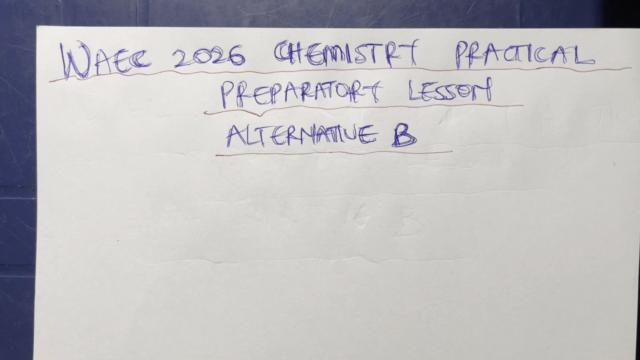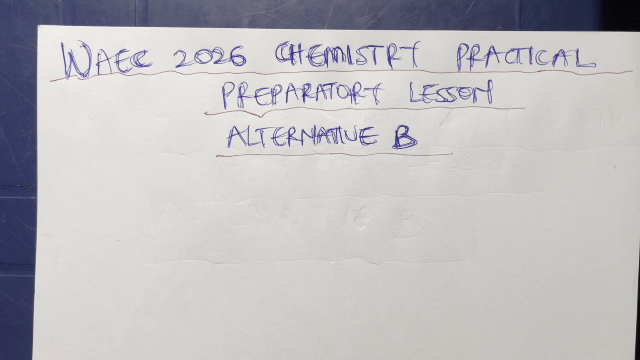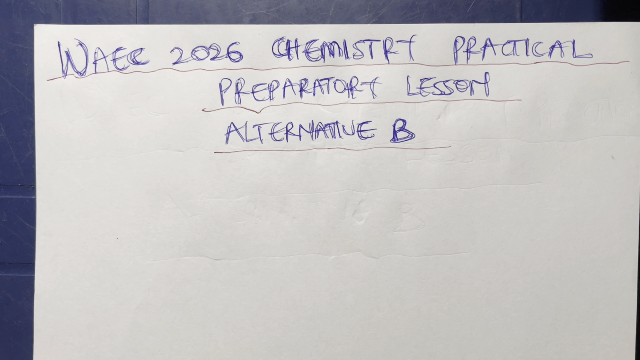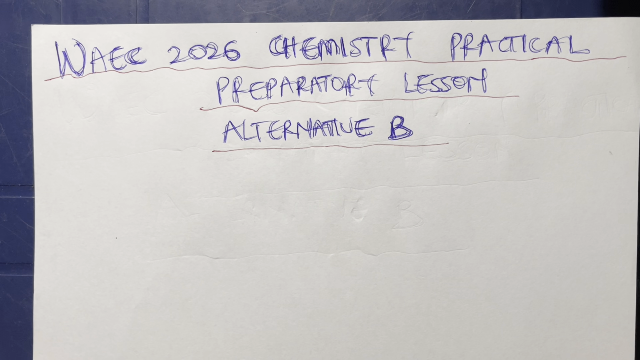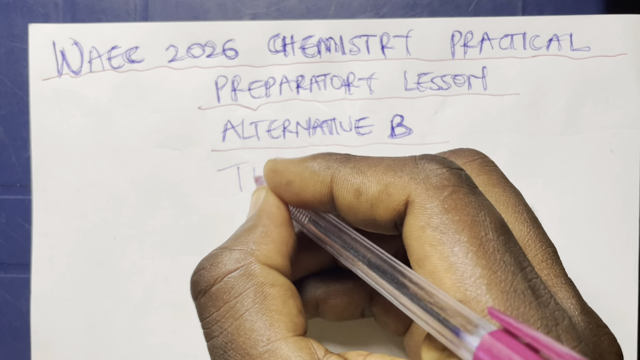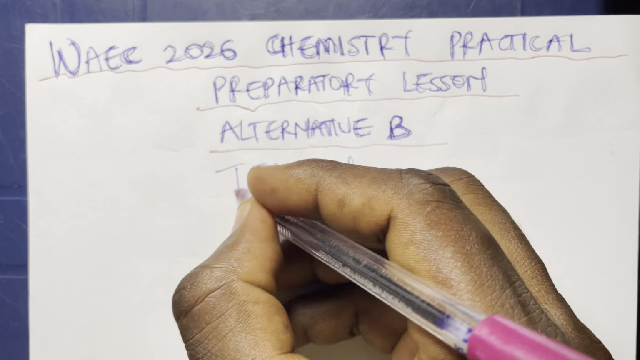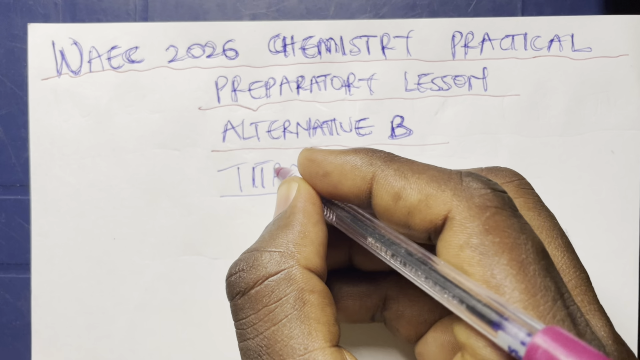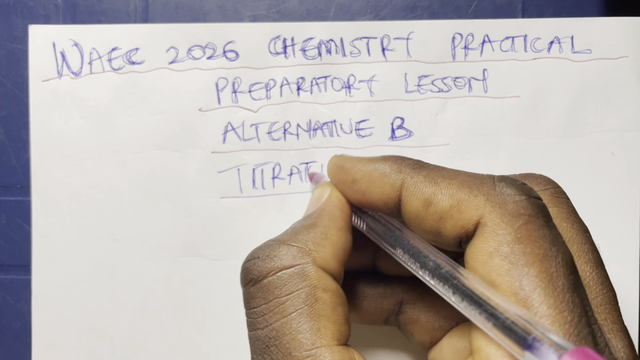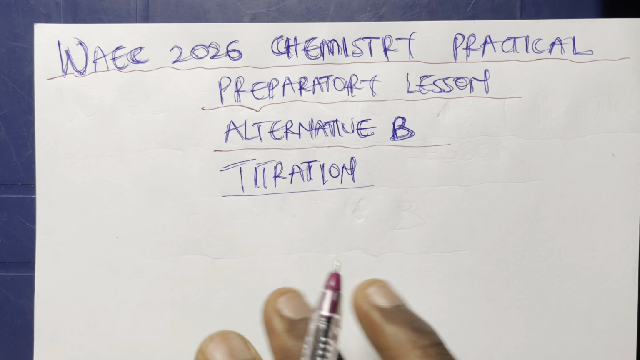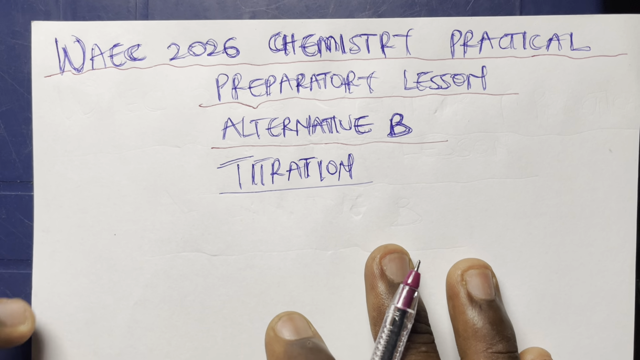For students preparing to write WAEC chemistry practical, this is a preparatory lesson for alternative B students particularly. Remember that in alternative B, in the titration aspect, you are titrating redox. So we are doing a redox titration instead of the normal titration that the alternative A candidates did, which is acid and base. So what are you going to titrate?